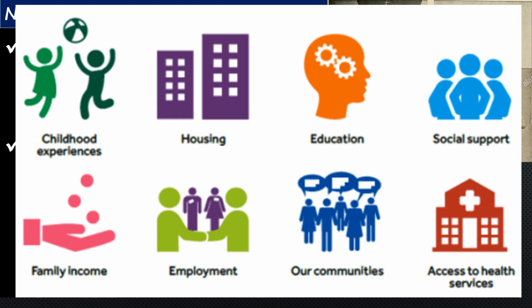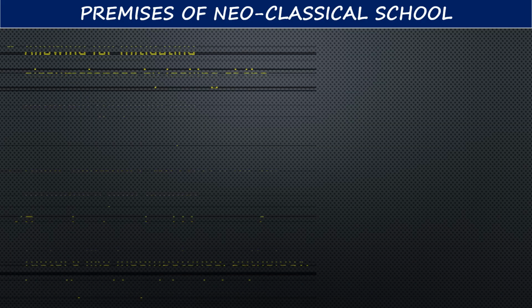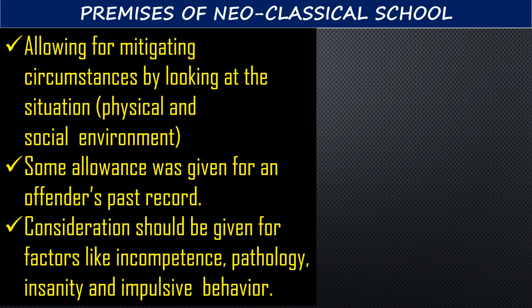So what are those things? The social factors could be your childhood experience, the kind of economy that we have, the education. So all of these things, according to the neoclassicalists, should be considered as factors that may affect the exercise of the free will. Just like the physical or the environmental factors of weather and topography. So therefore, the neoclassicalists push for the allowing of mitigating circumstances by looking at the situation, the physical and the social environment.